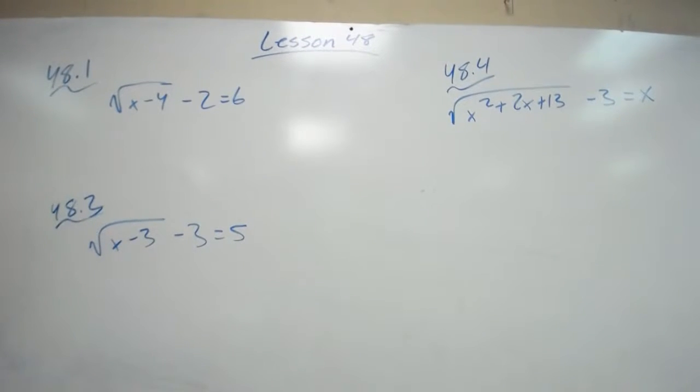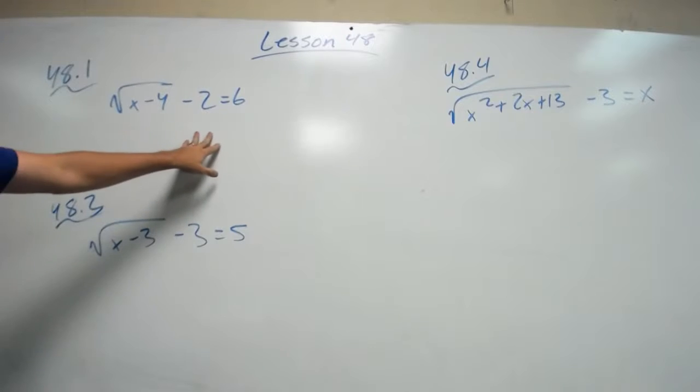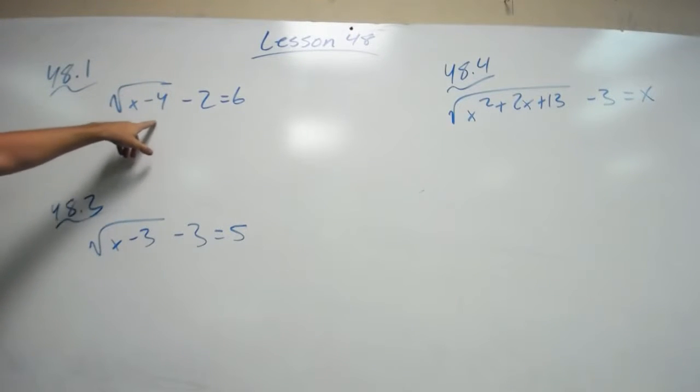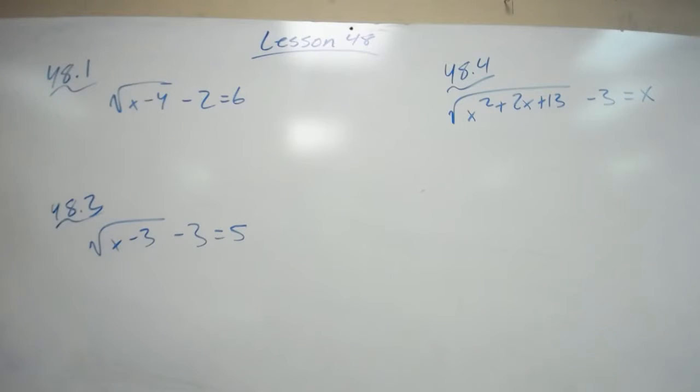In lesson 48, we're going to learn about radical equations. And the math here really is pretty darn easy. And so this is a radical equation. You've got a radical. And so you got square root of x minus 4 minus 2 equals x in example 48.1. And so we got to solve for x.